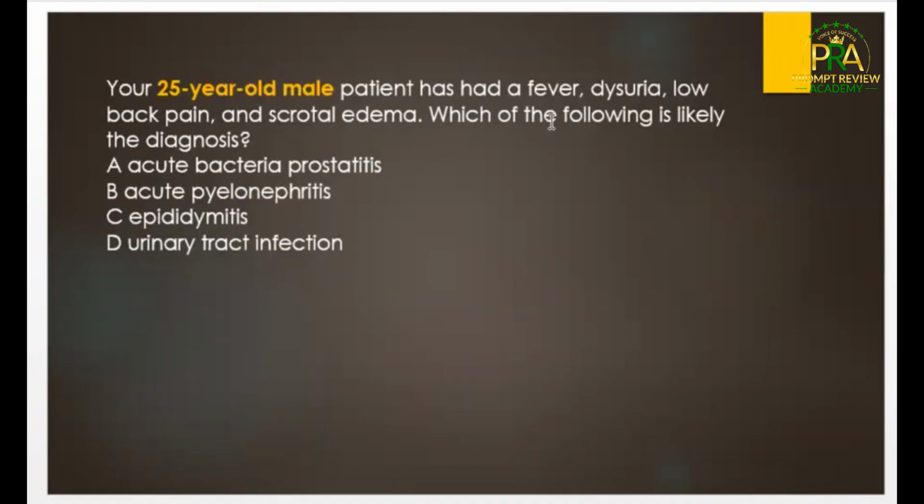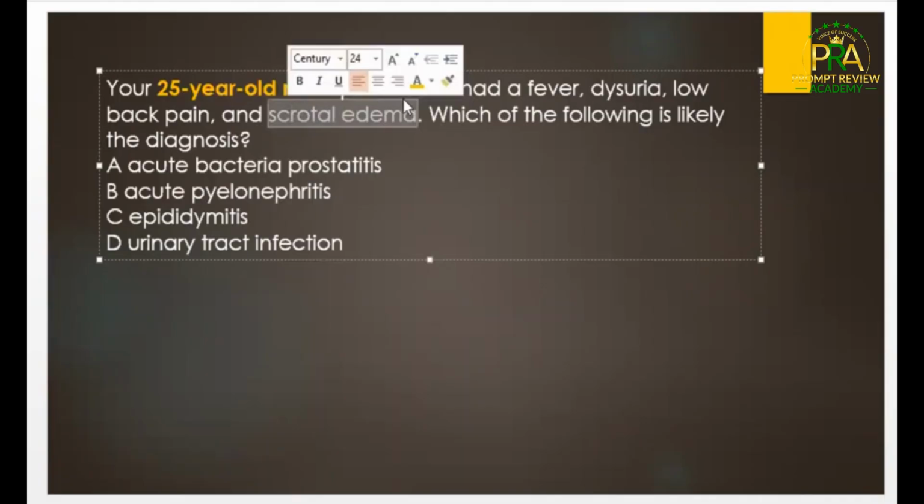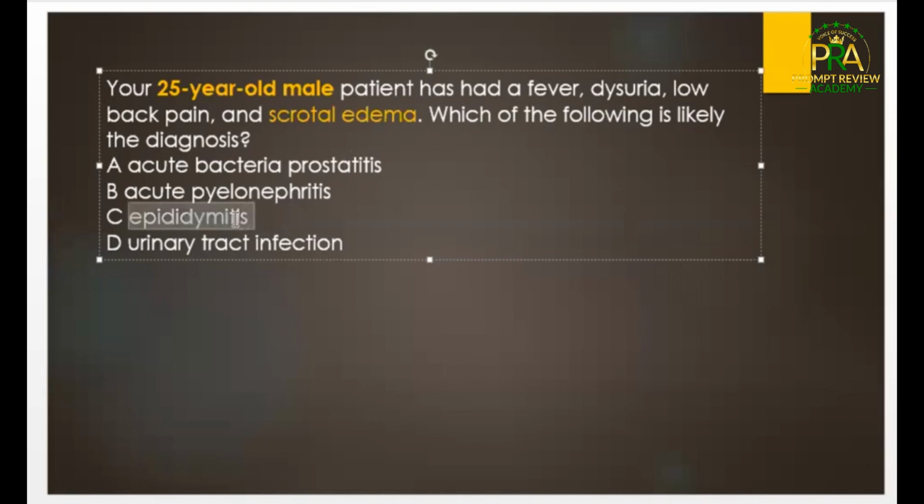A 25-year-old patient has fever, dysuria, low back pain. The buzzword here is scrotal edema. So the patient has other signs of UTI, but it is associated with scrotal edema. So that is why the answer is epididymitis. If there is no scrotal edema, then that is your bacterial prostatitis.